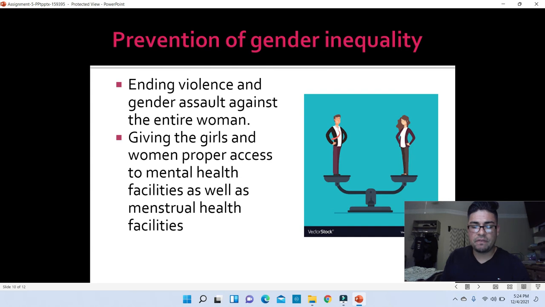The next way of preventing different types of gender inequality is giving girls and women proper access to mental health facilities as well as menstrual health facilities, because menstrual hygiene is extremely necessary for all women and all girls. The next prevention of gender inequality will be ending child marriage.